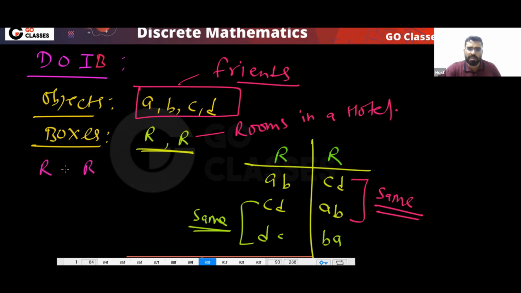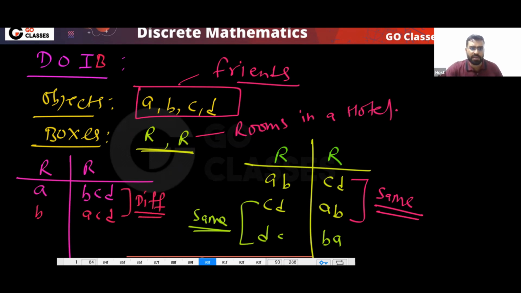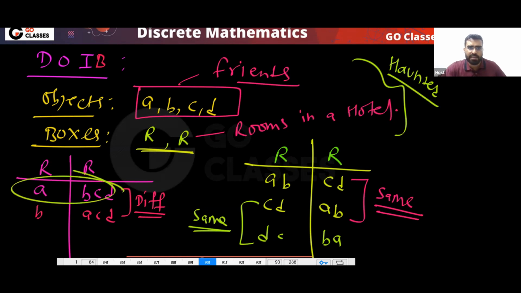So tell me how many possibilities you can create. Are they same? Like A, B, C, D. Are they same? They are different. Why are they different? Because you can notice here A is alone and here B is alone. Yes or no? In this situation, A is alone. In this situation, B is alone. If this is a haunted movie, who will die? In this scenario, A will die. In this scenario, B will die.